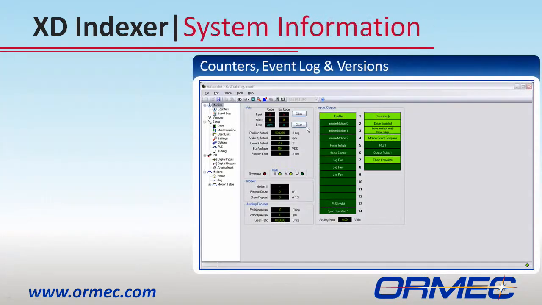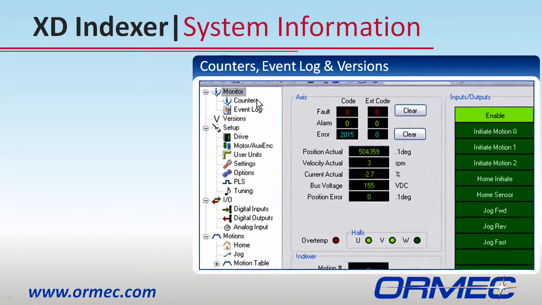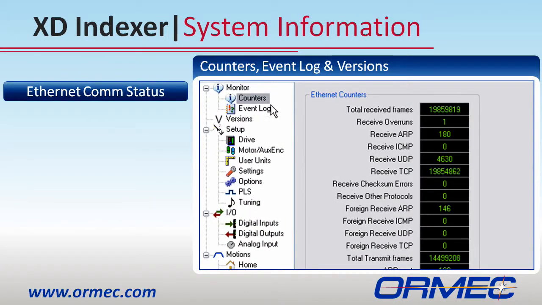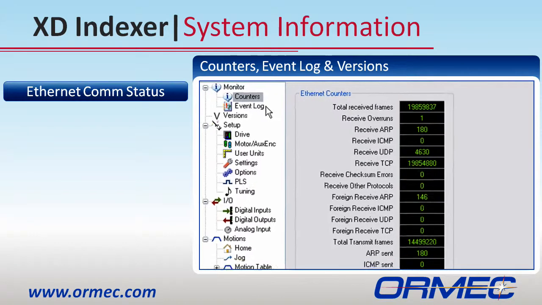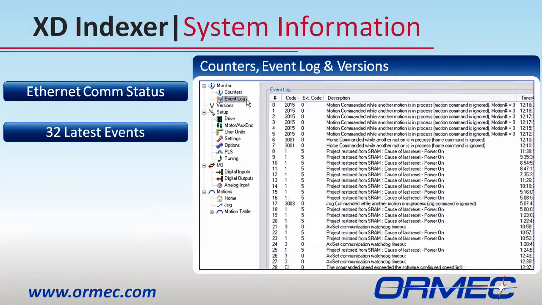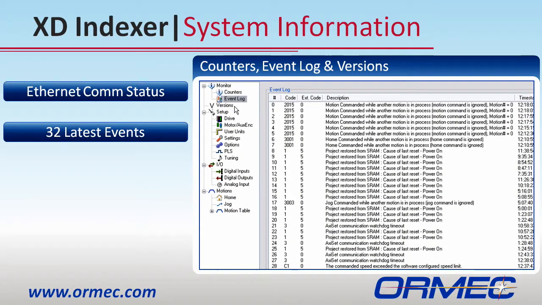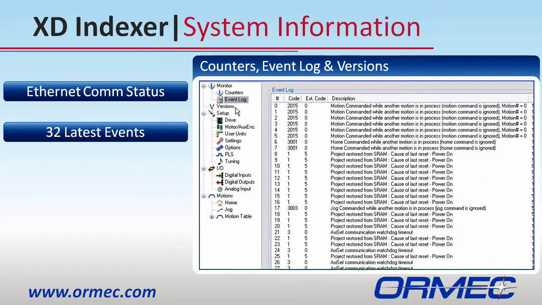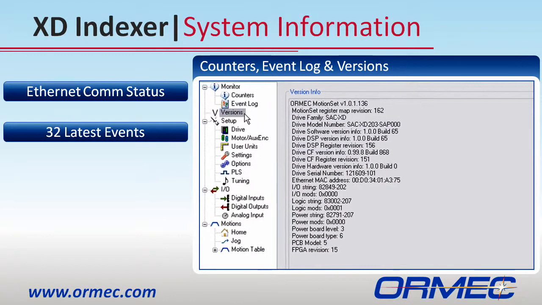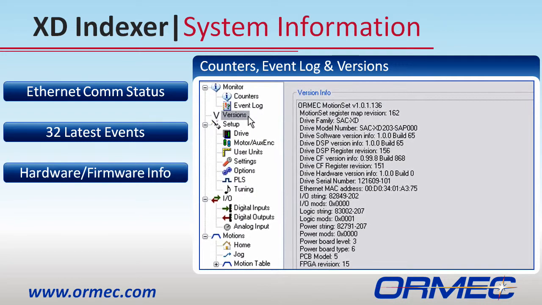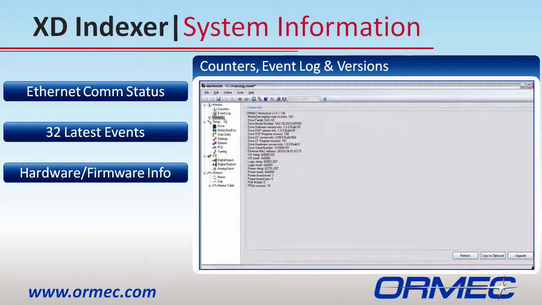When you are logged into the drive, the counters branch gives you information about the Ethernet connection and internal flash memory. The event log branch details the last 32 events such as power cycles, ignored motion execution commands, and faults that have occurred. Finally, the versions branch will give you static information about the drive hardware and firmware level, model number, software version, and more.